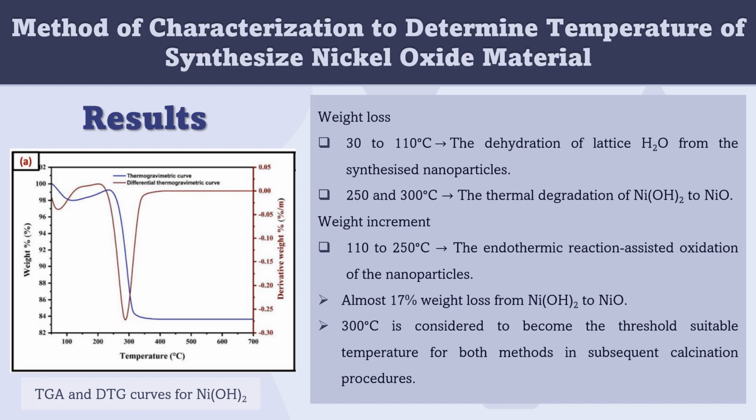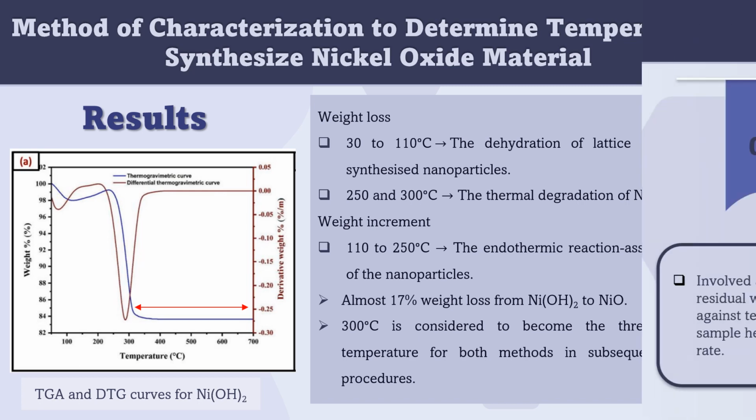The TGA curve shows that there is an almost 17% weight loss from nickel hydroxide to nickel oxide. As a result of TGA and DTG analysis, 300 degrees Celsius is considered to be the threshold suitable temperature for both methods in subsequent calcination procedures.